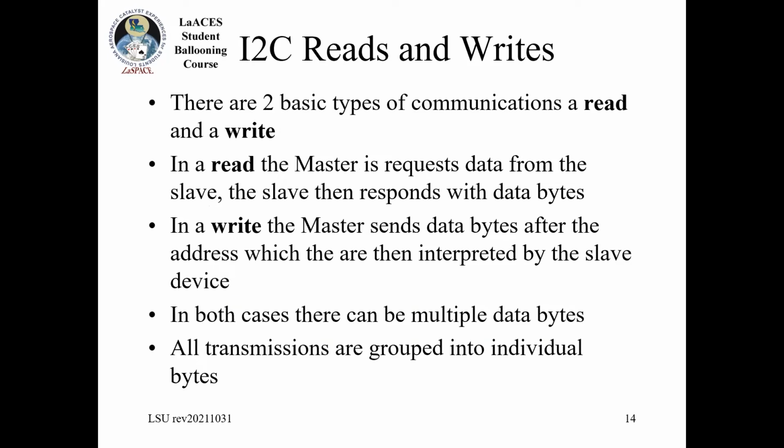So on the I2C, there's basically two kinds of communications that depend on what the master device is trying to do. So the master device, remember, is the one that generates the clock signal. It's the one that's talking to all the other devices. Those other devices are called slave devices because they're doing what the master tells them.